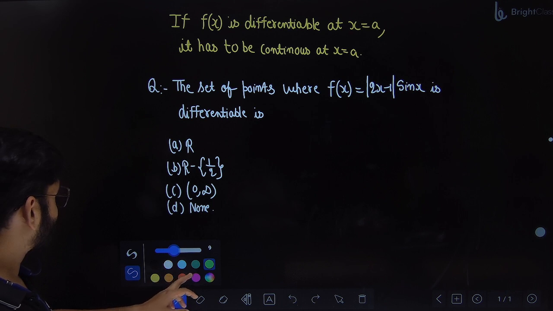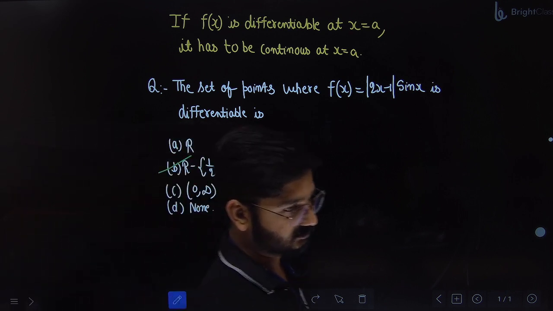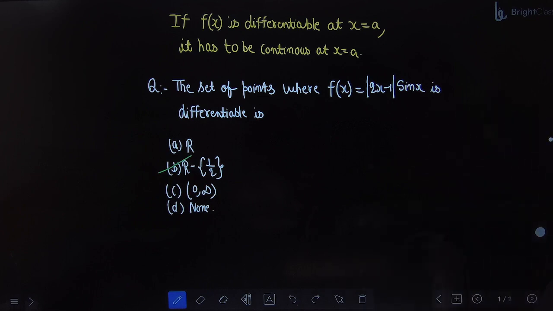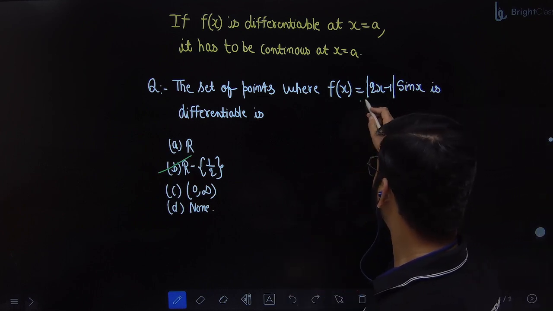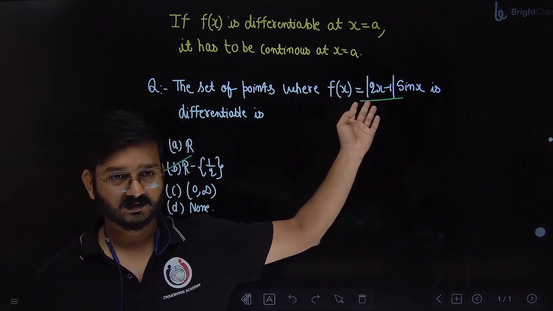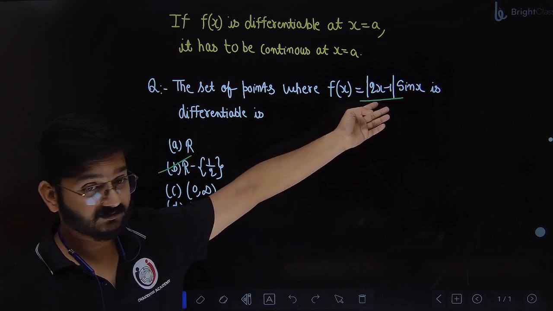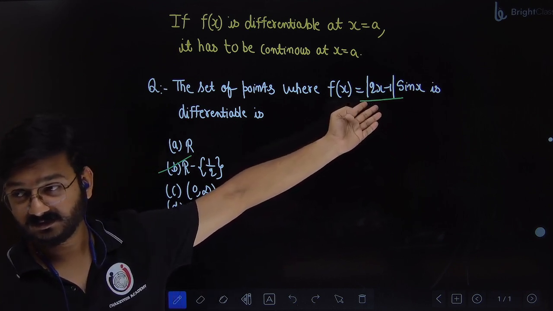Okay, let's discuss this. The answer is option B, which is obvious. It is clearly visible. What is the critical point of this? The critical point is 0 for this, 1 by 2.